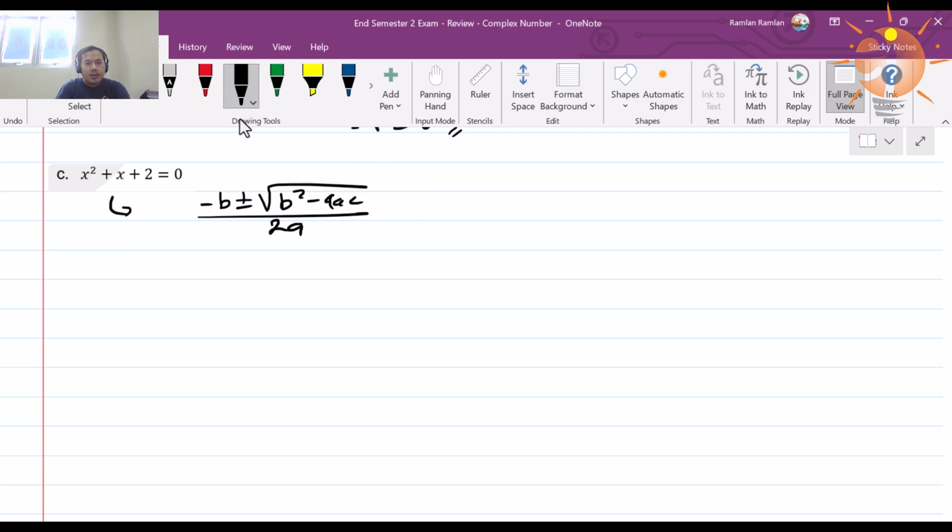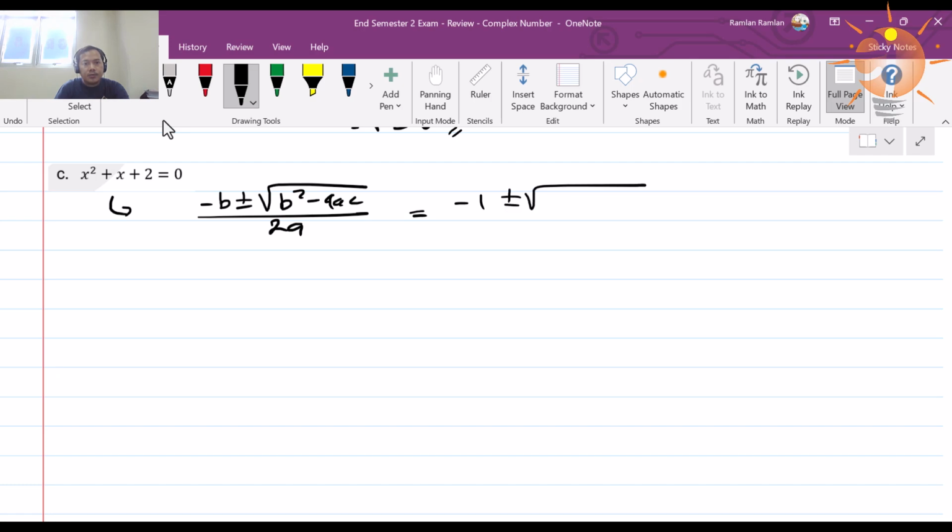I recommend that you memorize this. We need to determine the values of a, b, and c first before we plug in the numbers. Remember that when you pick a, b, and c, they need to be in descending power of x, because the subject is x. So we have x to the power of 2, x to the power of 1, and x to the power of 0, which we don't write down. Which means the value of a is 1, the value of b is 1, and the value of c is 2.